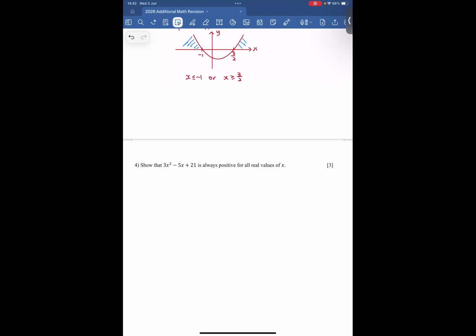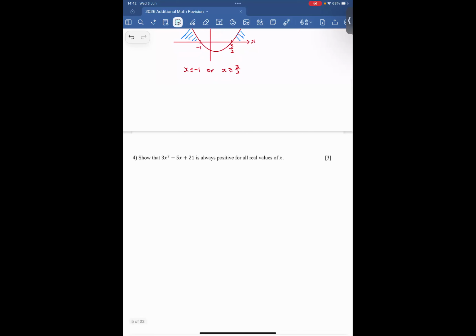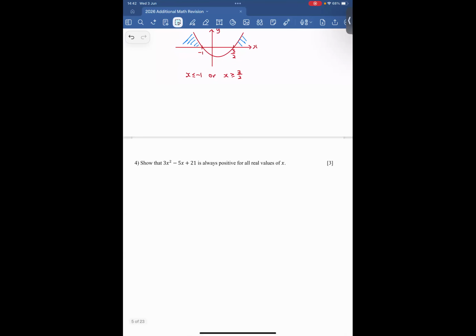Okay, question four, how to show that it's always positive. So you are not supposed to find, you're supposed to show that it's always positive. So there are two ways to show. One way is to use completing the square. The other way is to use discriminant, which is a bit more complicated. So to complete the square, you have to take out your 3 first.